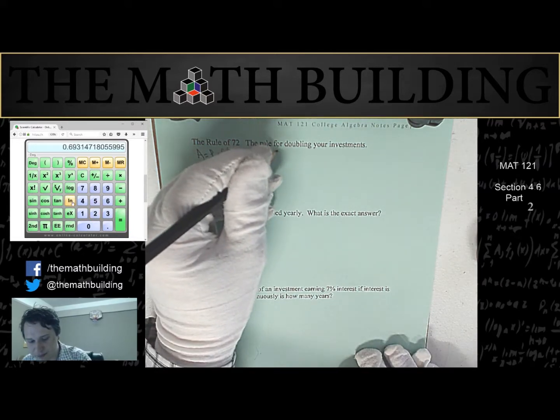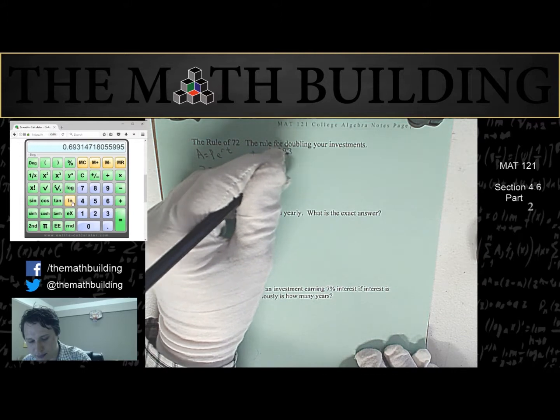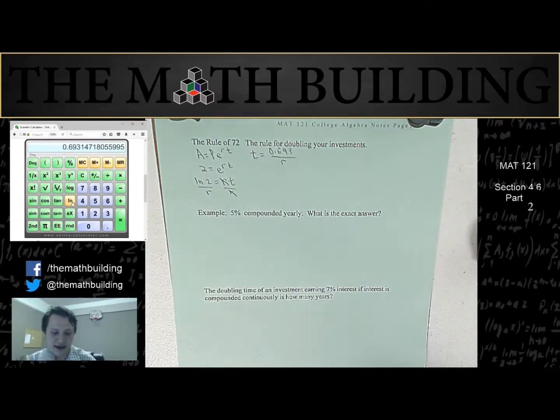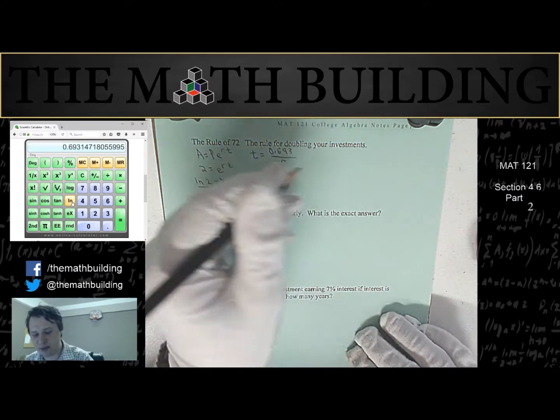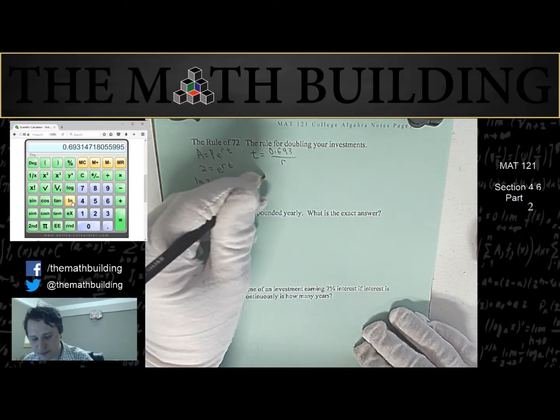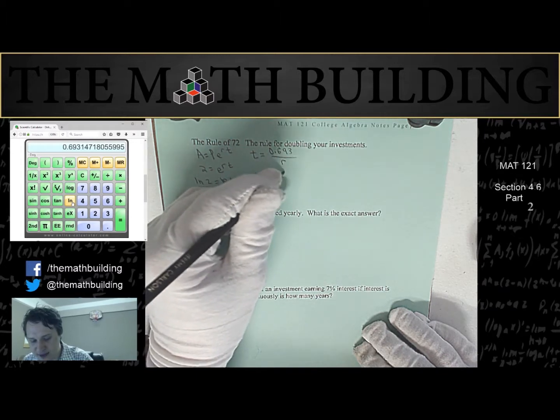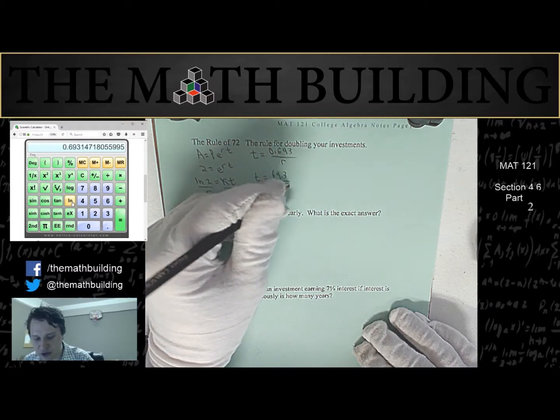0.693 divided by r. Now, r, remember, is an interest rate. So it's 0.01 for 1%, right? So let's multiply the top and the bottom of the fraction by 100. And we get 69.3 over 100r.